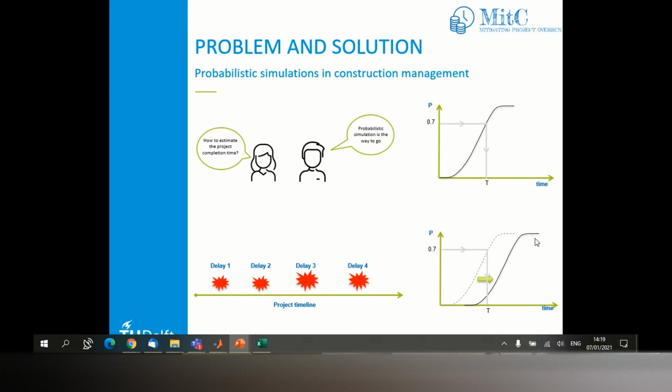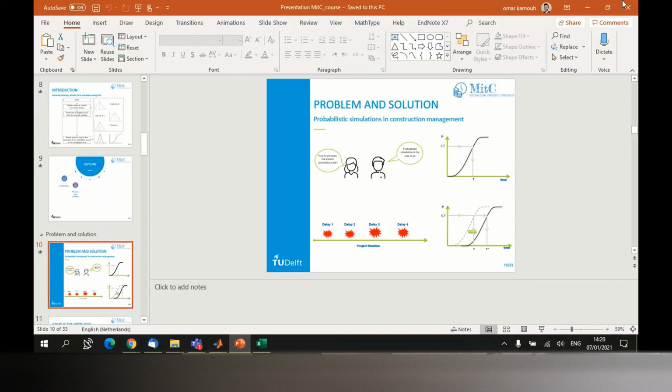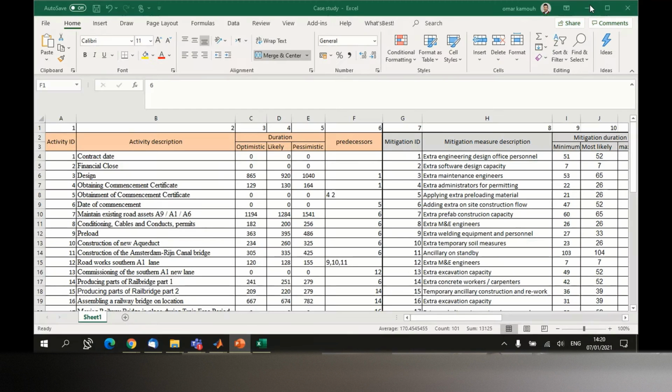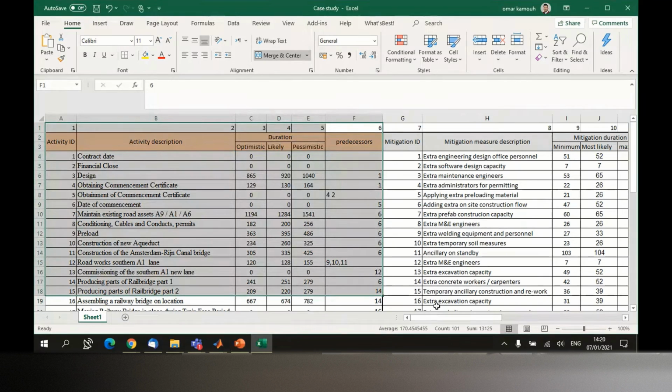How to push it back to the left? How to reduce the duration of activities? It's by applying mitigation measures. Okay, so your S-curve is to the right, but it's bad to be to the right because it reduces the probability. So instead of 70%, we have like 10% here. So you want to push it back to the left by applying mitigation measures. That is the simplistic way of explaining it.